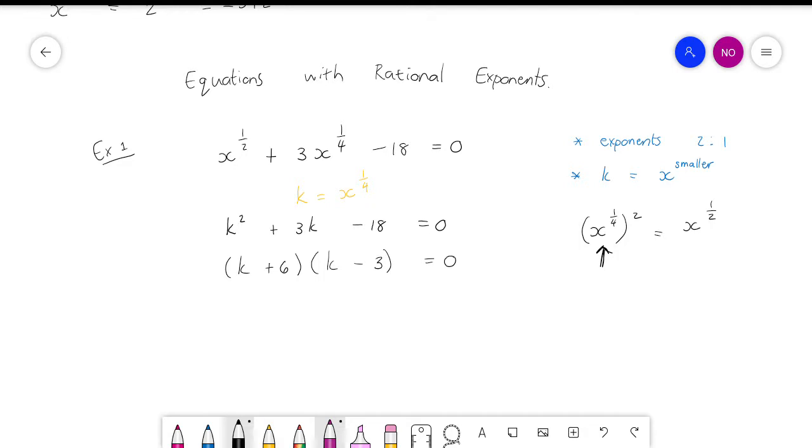Die k is net om jou te help dat jy nie met eksponente wat weird is werk. Okay, so the k is just a placeholder. It just helps you to factorize more easily. Because this is easier to factorize than this. Do you guys agree? Like the k squared plus 3k minus 18 is easier to factorize.